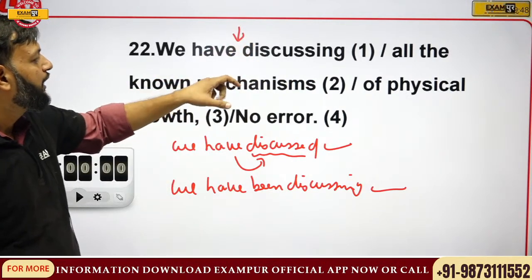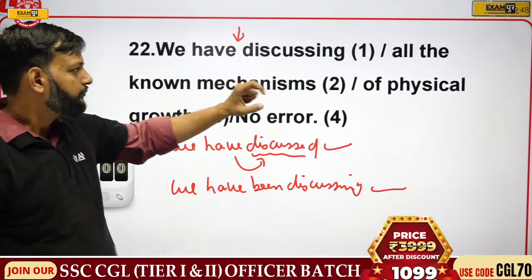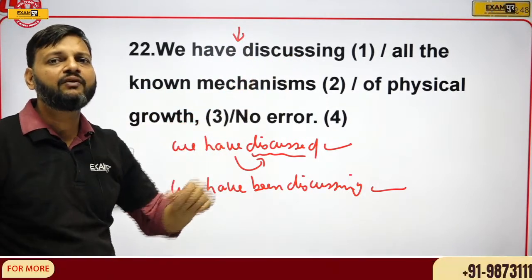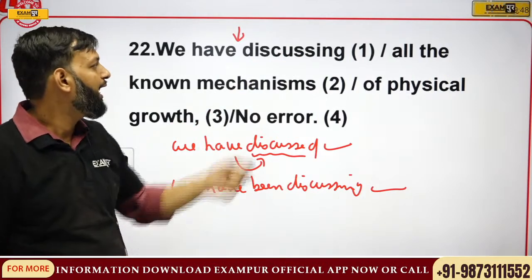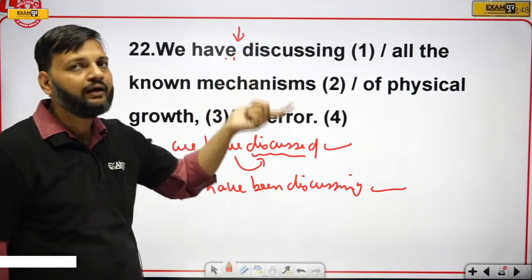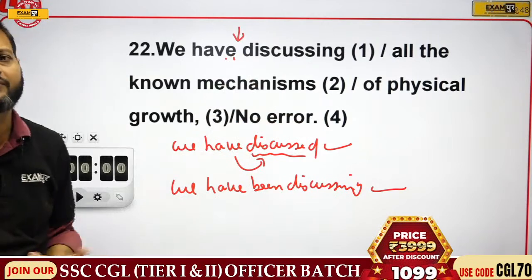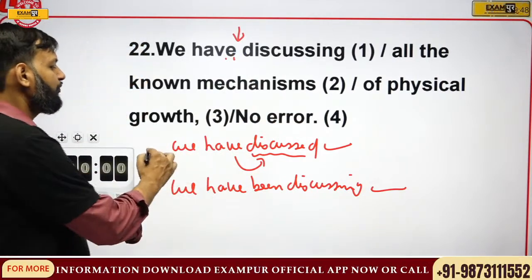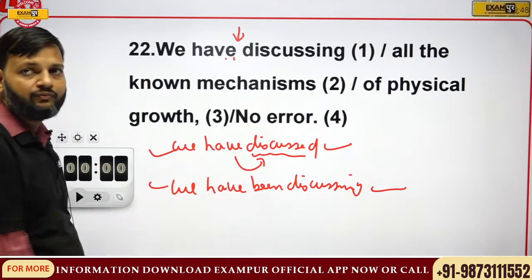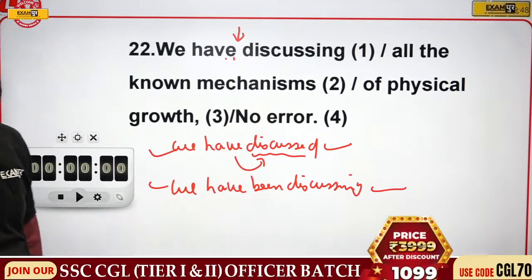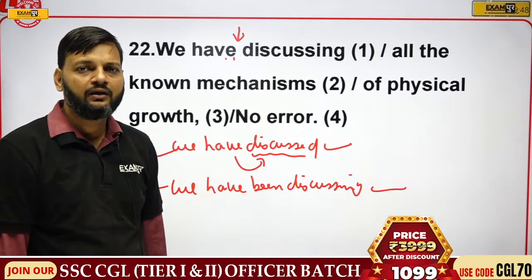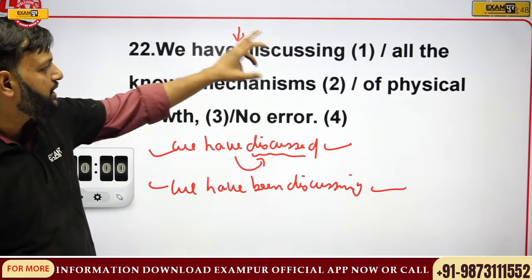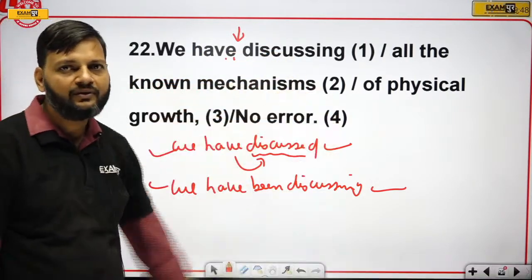If you replace discussing by discussed, it will become perfect, and if you add been after have, it will become present perfect continuous. So both the options are there. Both the sentence would be correct. We have discussed and we have been discussing, both are correct. So whether you add been or you change discussing into discussed, both the options are right.